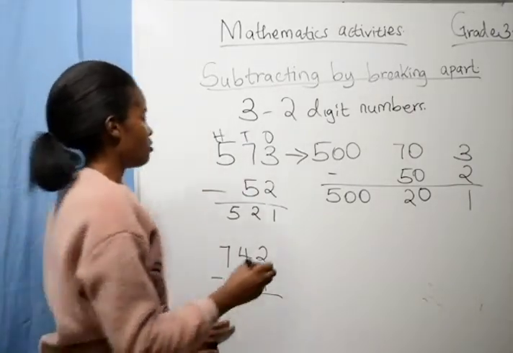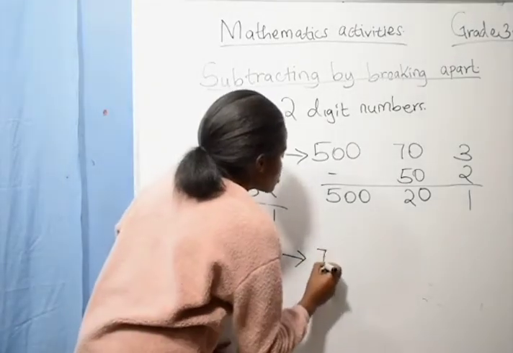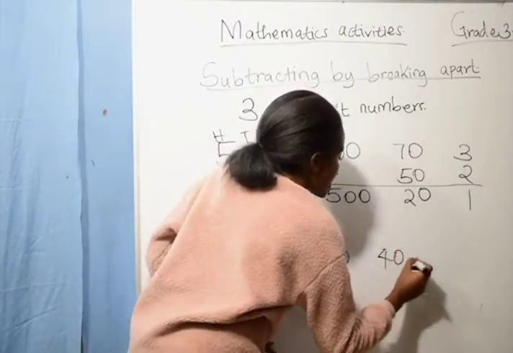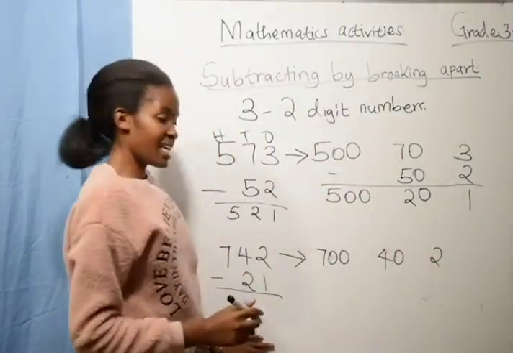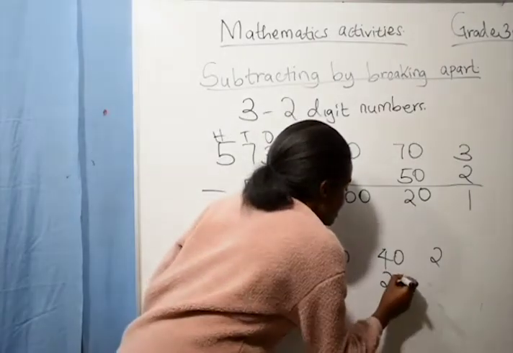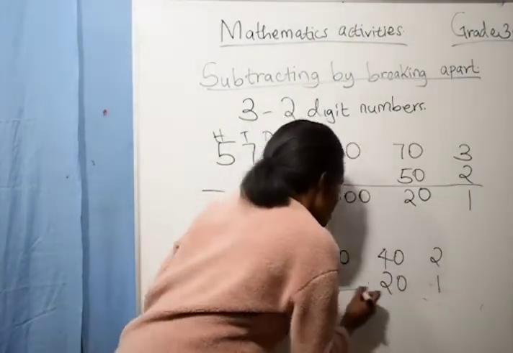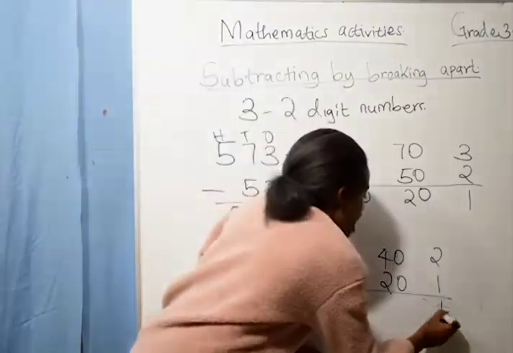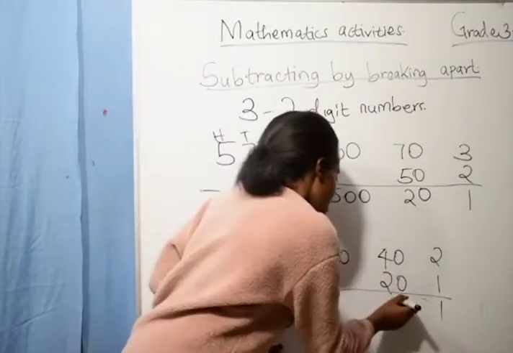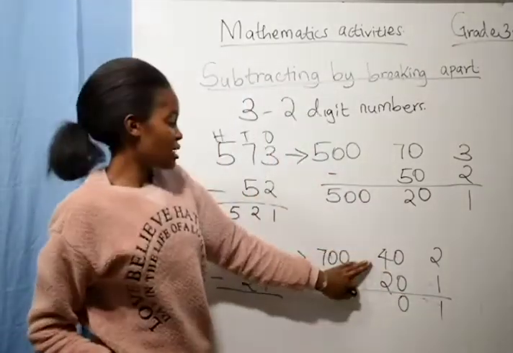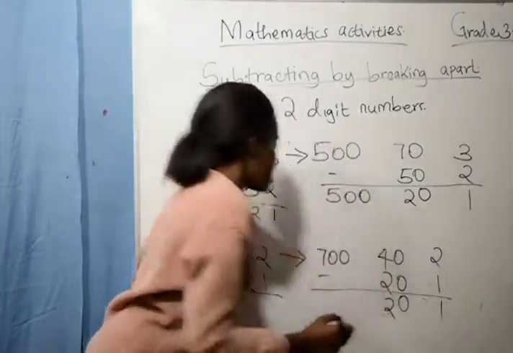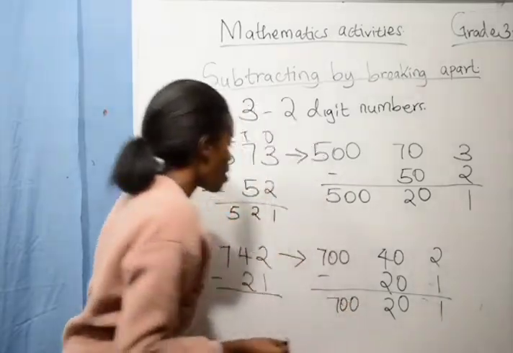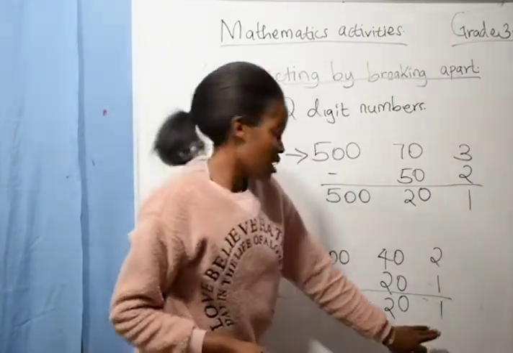Lastly, 742 minus 21. We break the numbers into 742. We are taking away 20, then 1. Subtract. 2 minus 1 is 1. 0 minus 0, 0. 4 minus 2 is 2. Then 700 minus 0 is 700. Now our answer will be 721. Yes.